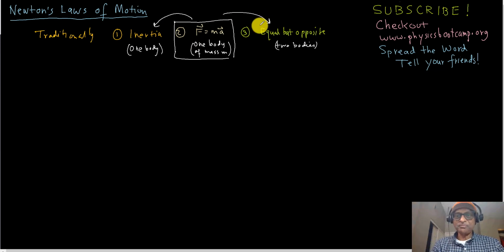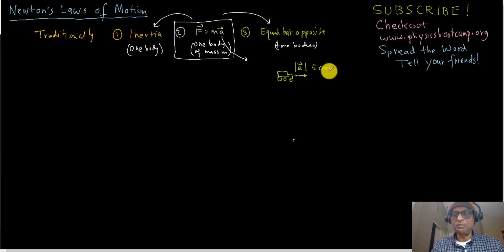All right, let's see. You probably know that the acceleration depends on what kind of frame you're in. So for instance, suppose there is a car and a truck which is moving in that way, and its acceleration is in that direction with a magnitude of, say, 5 meters per second squared.